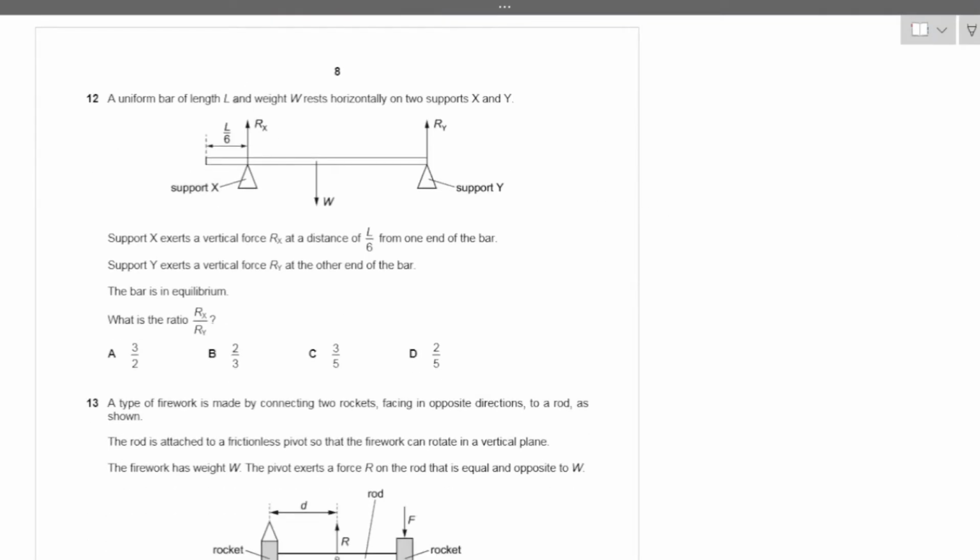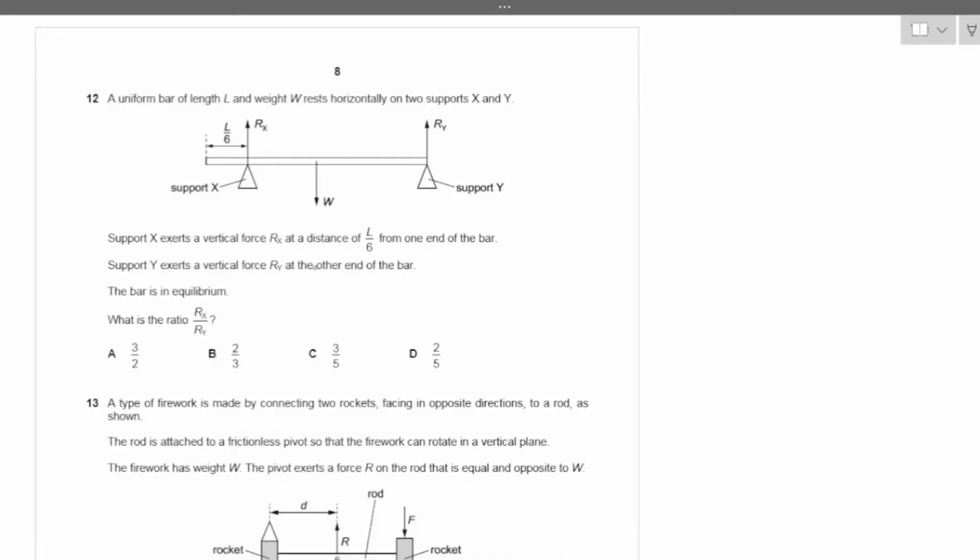Question 12. A uniform bar of length L and weight W rests horizontally on two supports X and Y. Support X exerts a vertical force Rx at a distance of L over 6 from one end of the bar. Support Y exerts a vertical force Ry at the other end of the bar. The bar is in equilibrium. What is the ratio Rx over Ry?